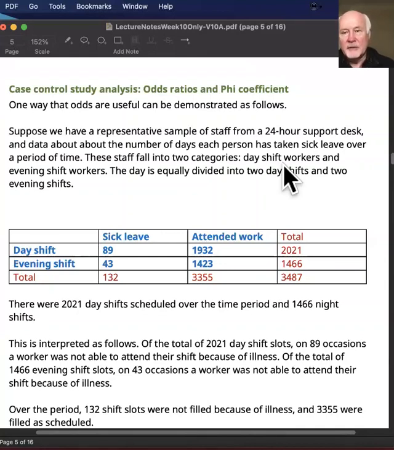Now the really famous, big, influential studies of this were the ones that related to lung cancer and smoking, mainly in the 1950s and the 1960s.